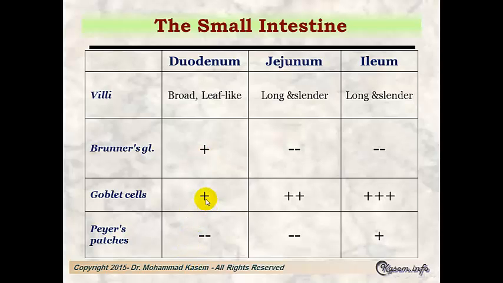The goblet cells are only few in the duodenum, increasing in number in the jejunum and maximum in the ileum, while Peyer's patches, the lymphoid follicles that we mentioned before, are absent in the duodenum, absent in the jejunum, and only present in the ileum.